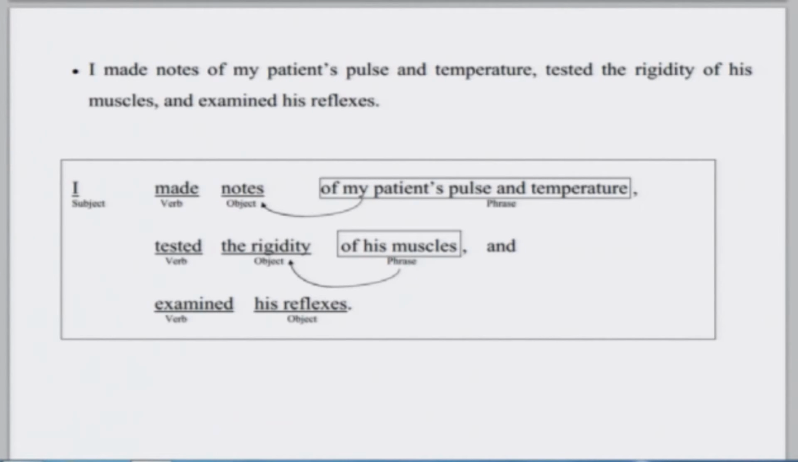So, verb, object, and so on. Notes. Qualifier to this notes. Notes of what? This qualifier, qualifying the notes. Similarly, rigidity. Rigidity of what? Not bones, of his muscles. So, that is qualifying this. So, these are phrases, and in a way they are qualifying this. These are not clauses, make note. These do not have their own subjects or verbs. These are phrases which we have studied earlier.